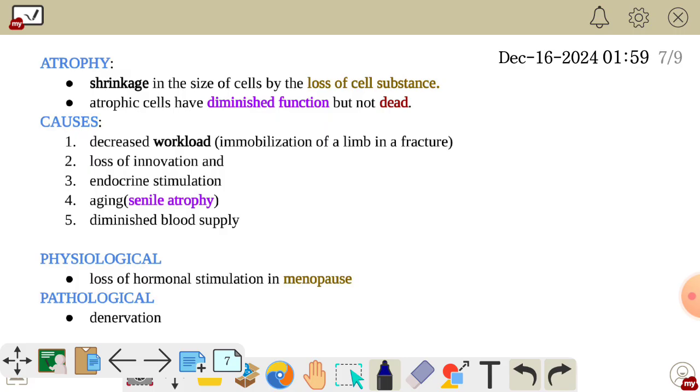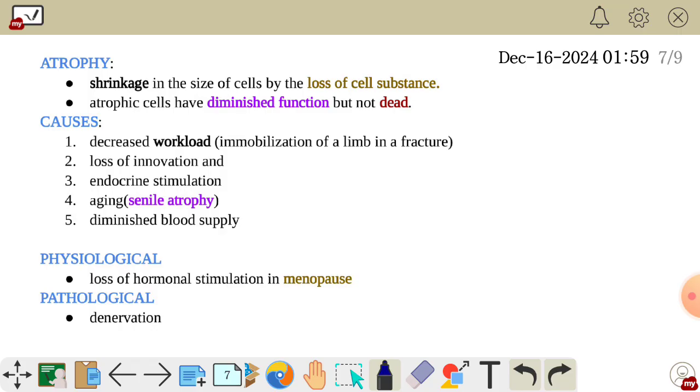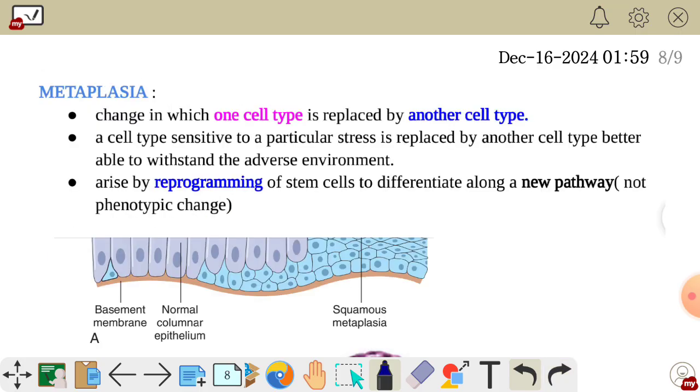denervation, that is loss of innervation. This is seen in conditions where someone has lost innervation of the lower extremities or any part of the body. That organ will atrophy. The organ will seem to be very small in size.